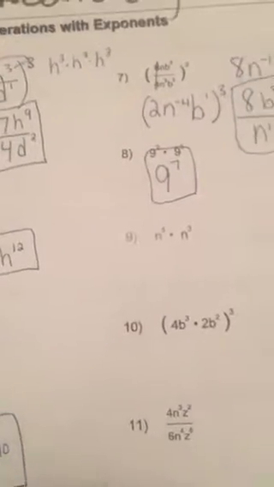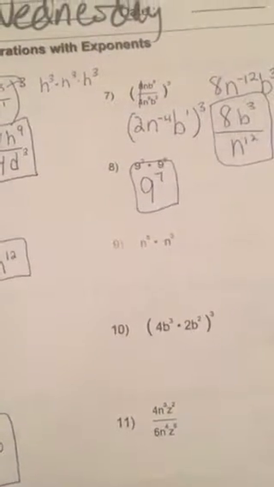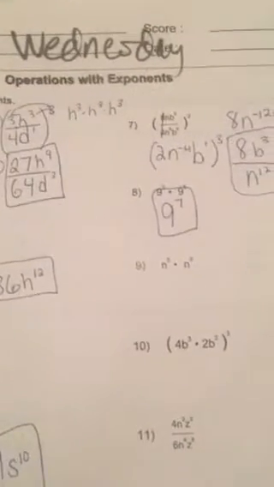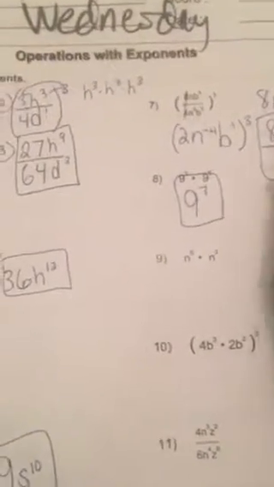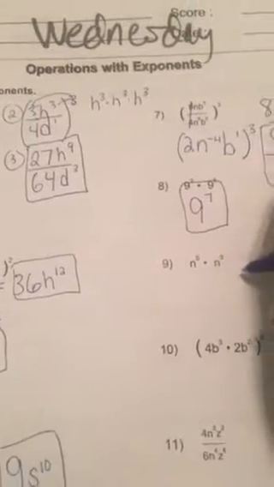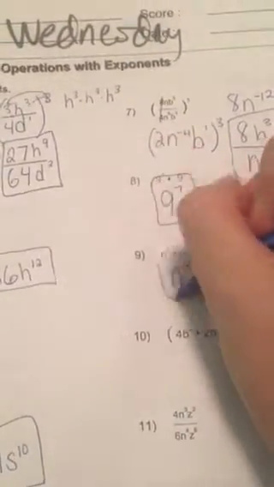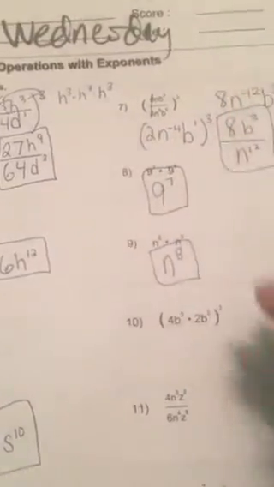Okay, let's look at this next one. Nothing like that first cup of coffee in the morning. Okay, 9 to the 5th times 9 to the 3rd is just 9 to the 8th. Again, I'm multiplying, so I'm adding the exponents.